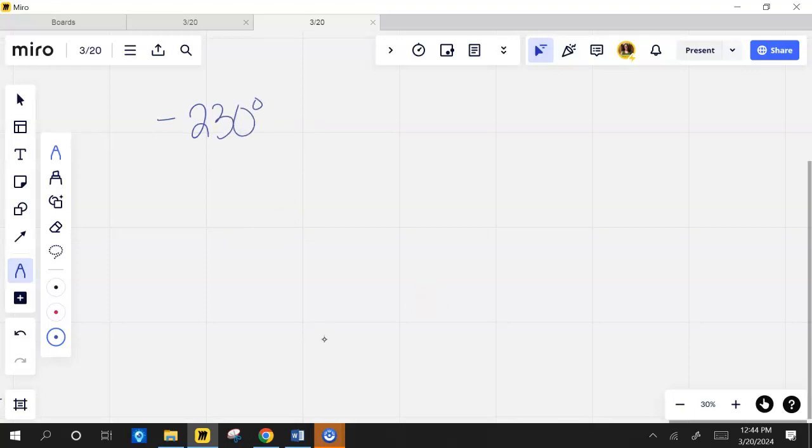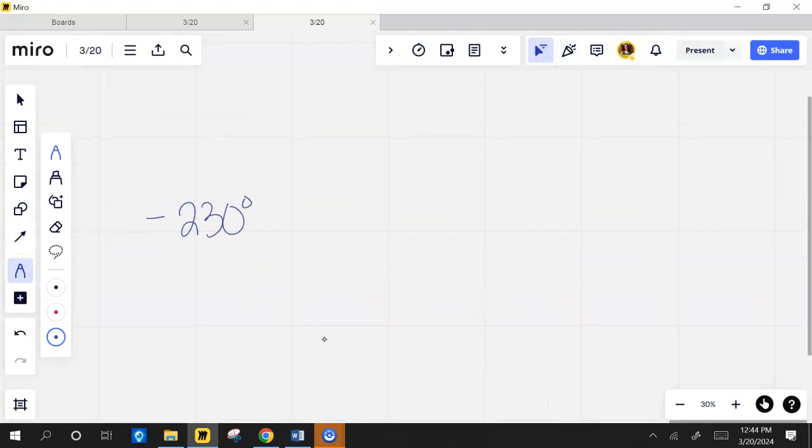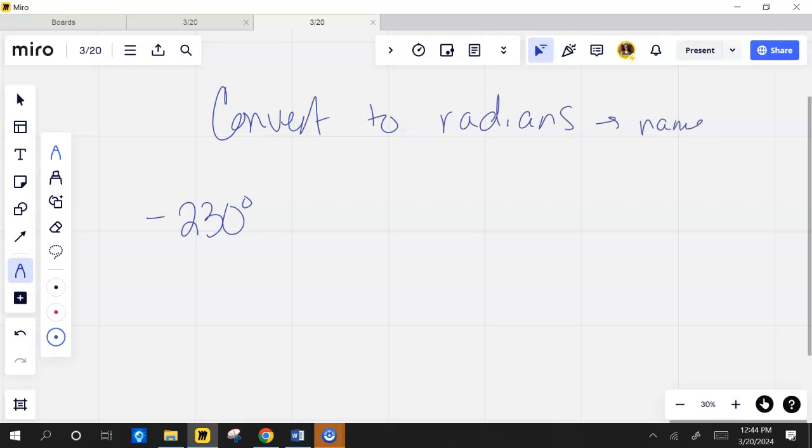Here's what I want you to do. Convert it to radians and name 2 coterminal angles in radians and degrees. Mark that down.